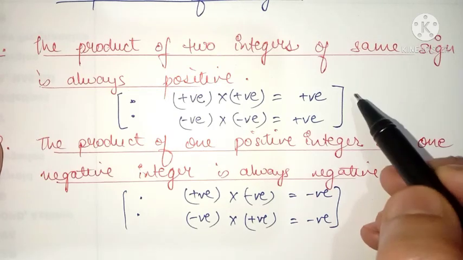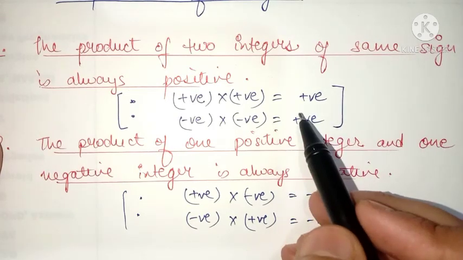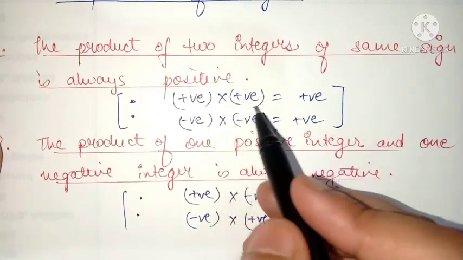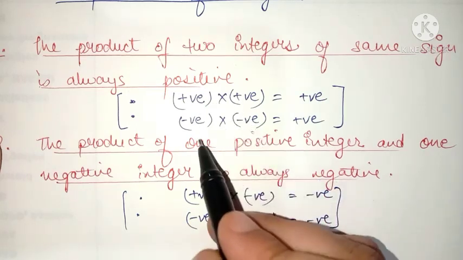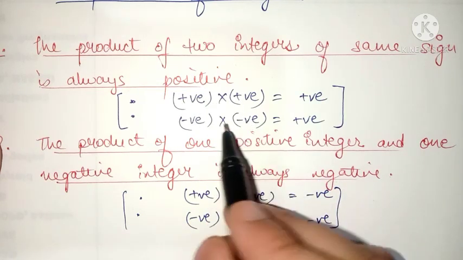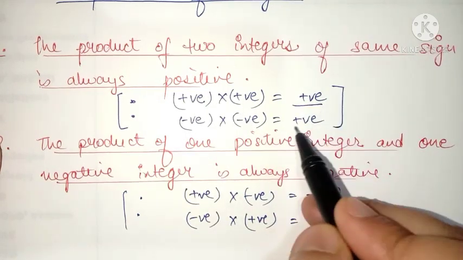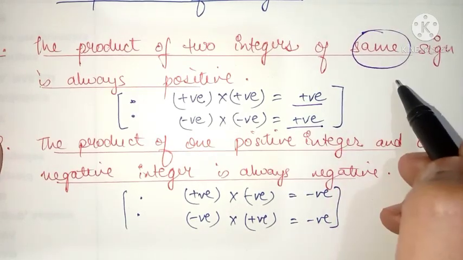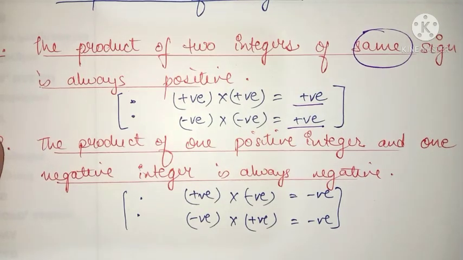So this rule comprises two cases: the two numbers can both be positive, or both be negative, but the result is always positive whenever they are of the same sign. What does it mean? Let's understand this with the help of an example.